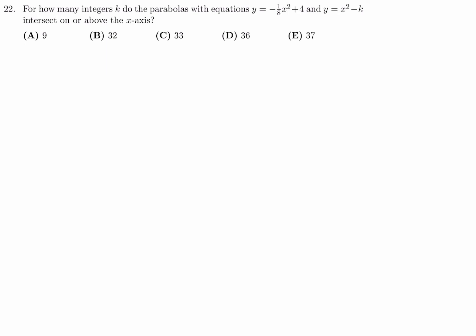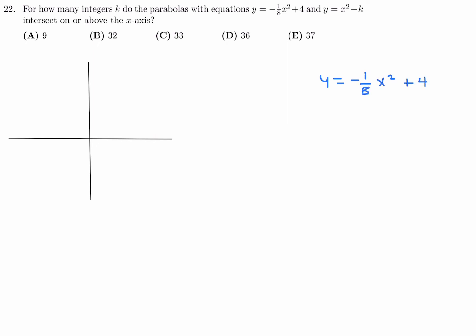For how many integers k do the parabolas with equations y equals negative 1/8 x squared plus 4 and y equals x squared minus k intersect on or above the x-axis? So we can figure out first and foremost this equation, because that does not have any k's in it. So that is y is equal to minus 1/8 x squared plus 4.